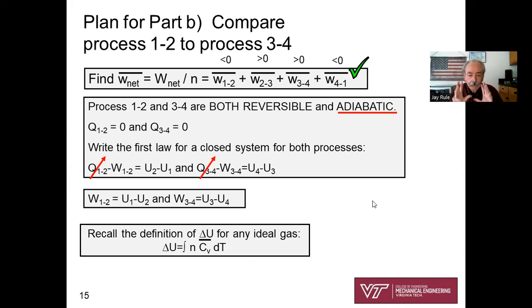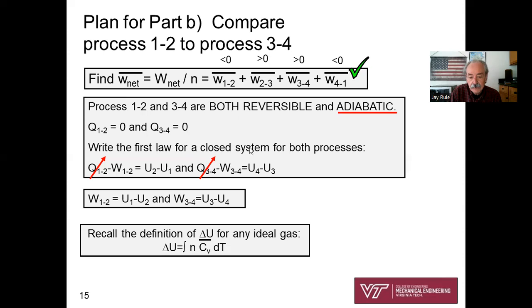Let's look at process 1 to 2 and 3 to 4 together. Both of those are reversible and adiabatic processes. Boy, I forgot to have that in my head. Finally, I remembered it. So I'm going to write down Q from 1 to 2 is 0 and Q from 3 to 4 is 0. I wrote that down on my pencil and paper solution.